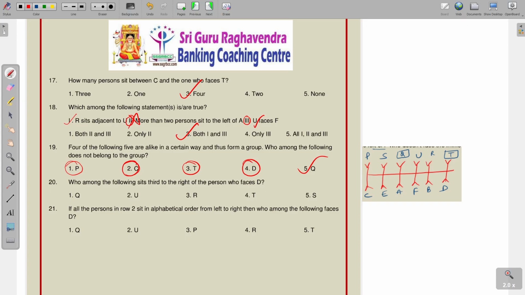Who among the following sits third to the right of the person who faces D? So the person who is facing D, that is T. From T, 1, 2, 3. So Q is third to the right of T.